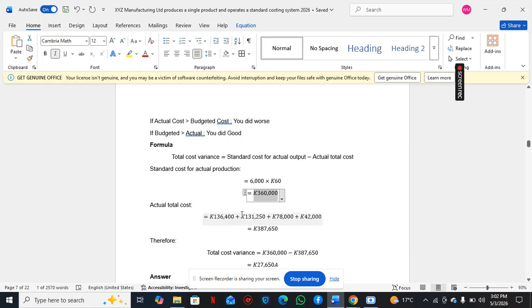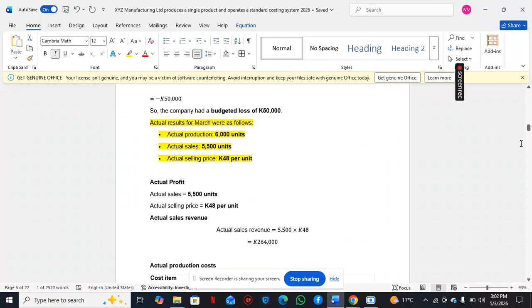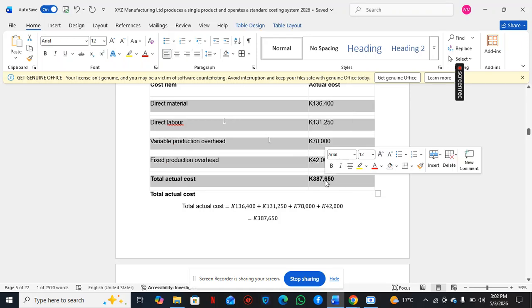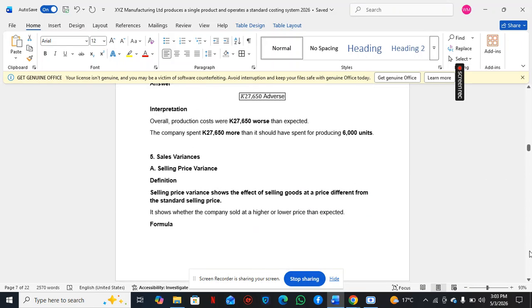But in actuality, it cost us 387,650. Colleagues, remember these figures when we're tabulating the actual profit, and then we got the total costs. This is our actual total cost: 387,650.